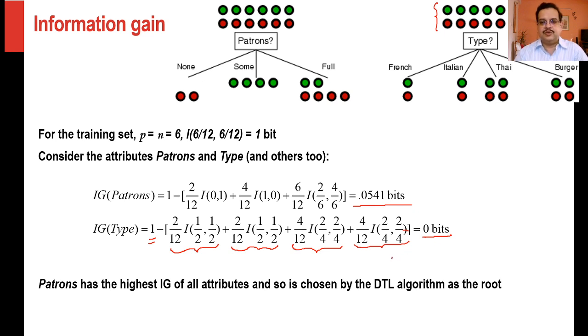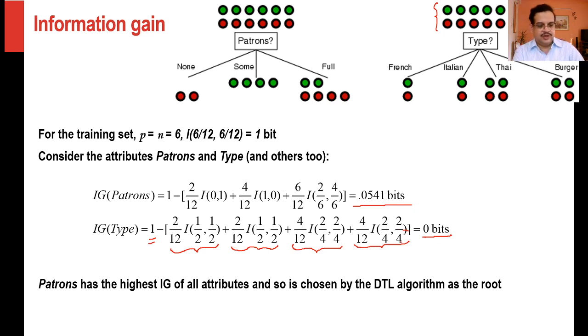So what are we going to do? We will try out, on the initial data set, the information gain corresponding to each of the attributes, and then we choose the one which has the highest information gain. Remember that this is a greedy choice. There is no guarantee whatsoever that if you choose the attribute which has the highest information gain as the root, you will definitely get the shortest decision tree.